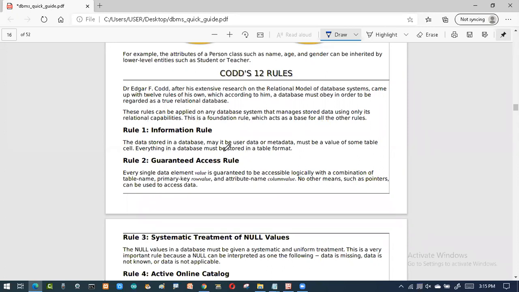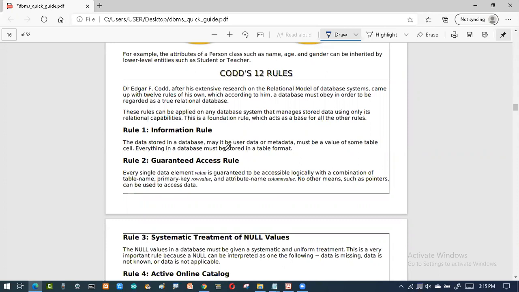So what are the rules that have been framed by Edgar F. Codd? Dr. Edgar F. Codd in 1970 gave these Codd rules. Based upon this, he tells what are the things to be noted and what are the things that should be followed. Like that, we have to think about the Codd rules.